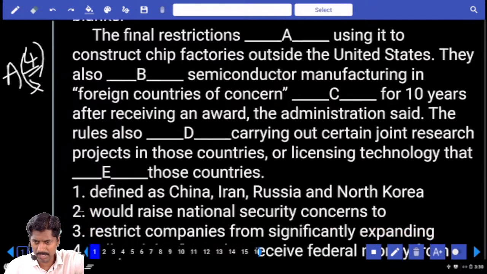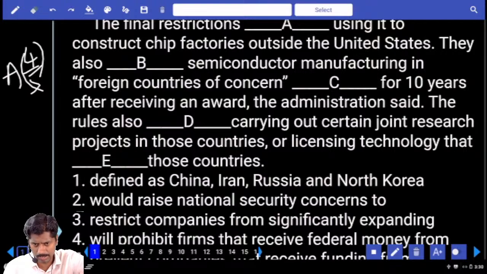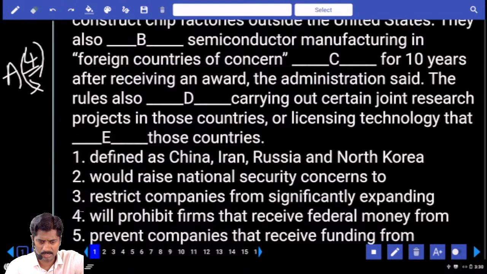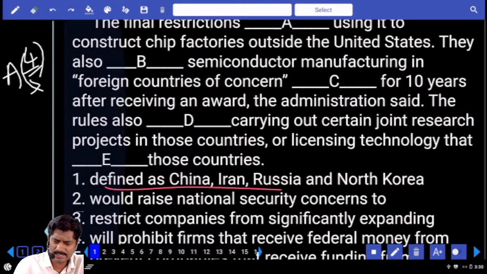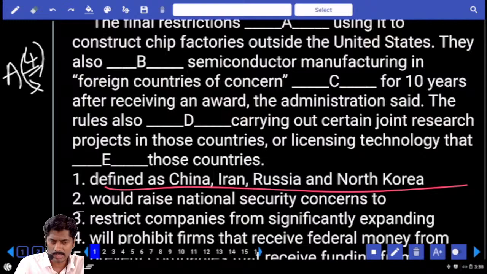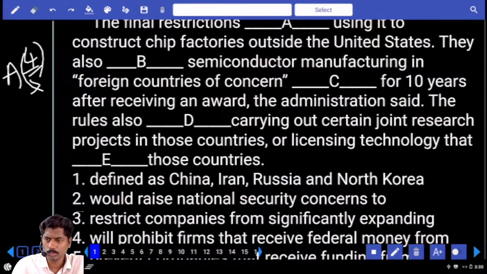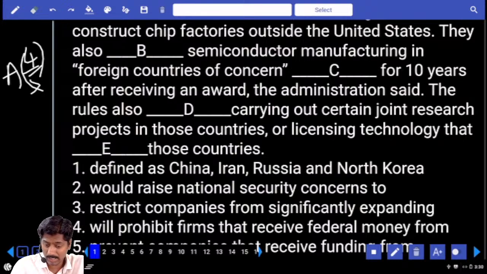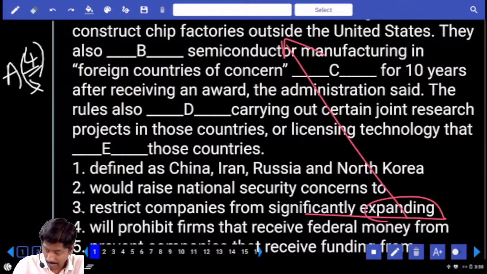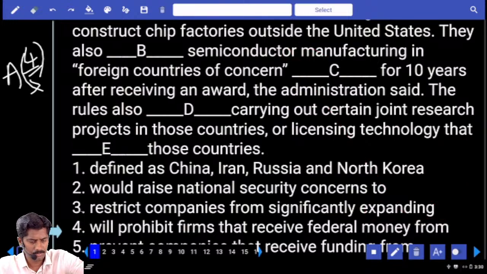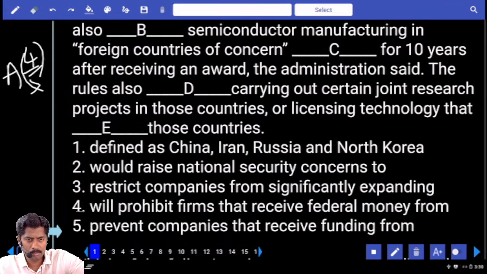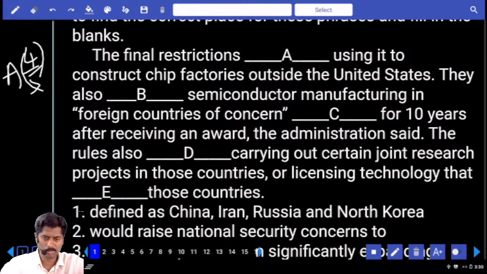They also dash semiconductor manufacturing in foreign countries of concern. They also defined as countries. No. They also would raise national security concerns to semiconductor manufacturing. No. They also restrict companies from significantly expanding the semiconductor manufacturing. Yes. Expanding something, expanding the manufacturing. And the 4 point, no. So, in the second blank, the third option is suitable here.